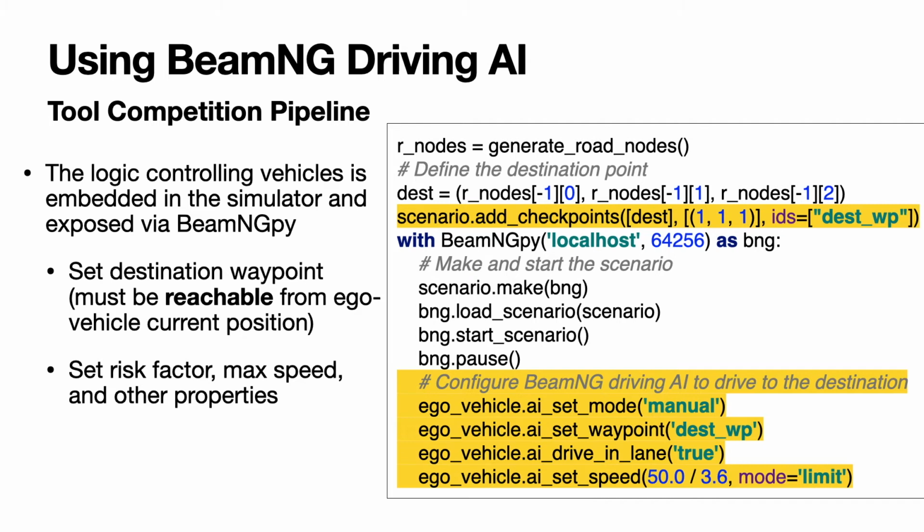In this snippet here, I generated a road. I defined a destination point as being the last point on the road, and then I added a checkpoint to the scenario. A checkpoint is a specific point that has an ID that can then be used to instruct the BeamNG driving agent.